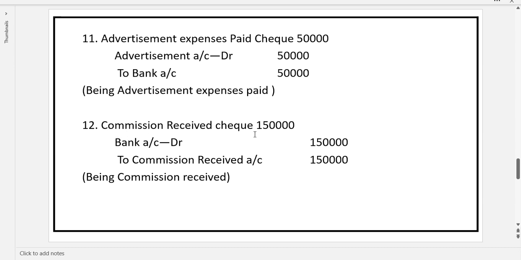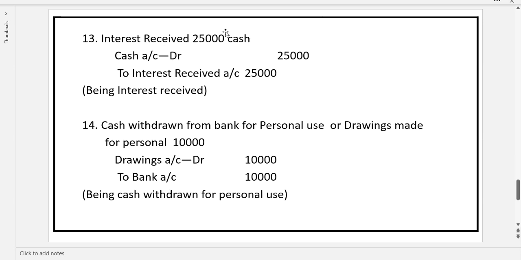Commission received by check 1,50,000. So we are receiving the amount, guys. What is that amount? It's a commission, so it is also a nominal account. Debit all expenses and losses and credit all incomes and gains. Whenever you see the word received, by default it will get into income. So bank account debit to commission received. Next one, interest received, same as it is: cash account debit to interest received. So those are expenses and incomes.